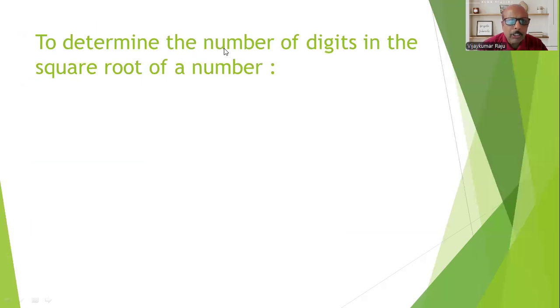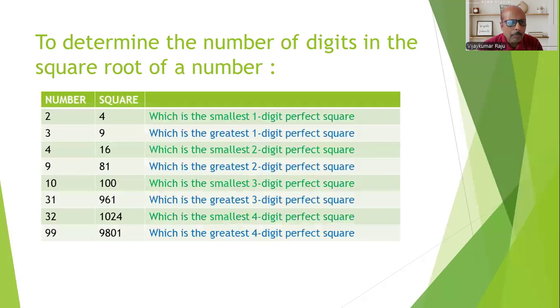To determine the number of digits in the square root of a number. Now, let us see how to find out how many digits a square root will have for a particular given number. We take a table and try to analyze it. See this, number is 2, its square is 4. So 4 is the smallest one digit perfect square.